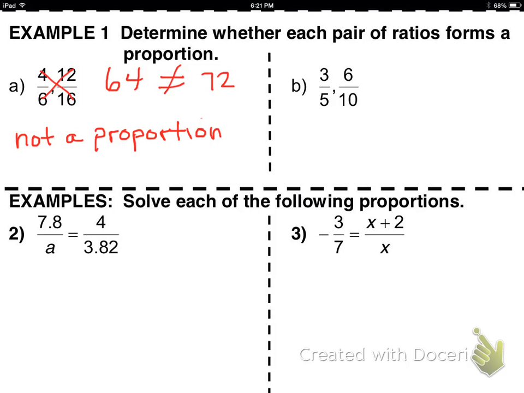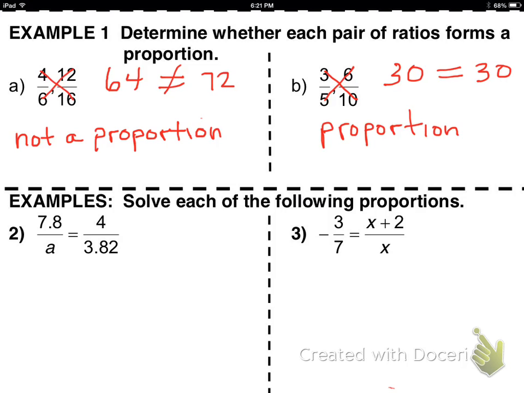In example 1b, we have the ratio 3:5 and the ratio 6:10. And we can test to see whether they are a proportion by doing the cross multiplication of 3 times 10, which is 30, and the cross multiplication of 5 times 6, which is also 30, and 30 equals 30, therefore these two ratios form a proportion.